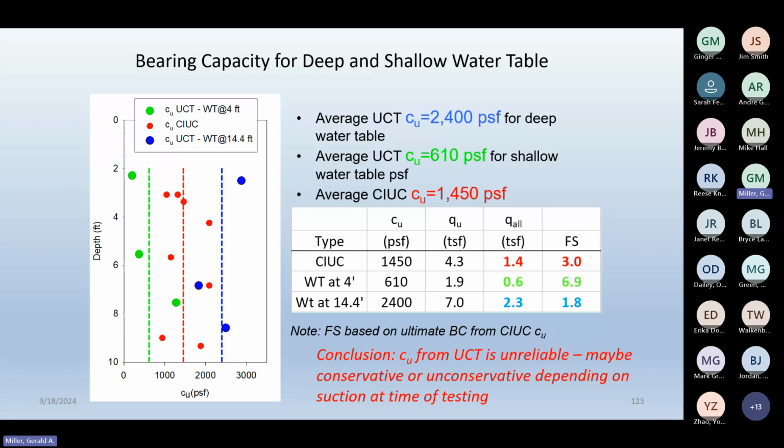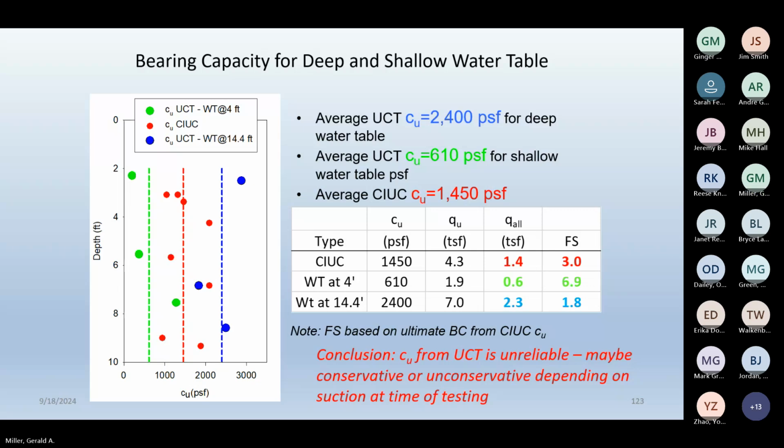And again, if we do that comparative analysis of allowable bearing capacity based on those results, and in this case, we're going to call the CIUC the true values, that's the true saturated undrained bearing capacity. We see that the allowable bearing pressure is about 1.4 tons per square foot or 2,800 PSF, which is much more in line with what we might recommend locally.